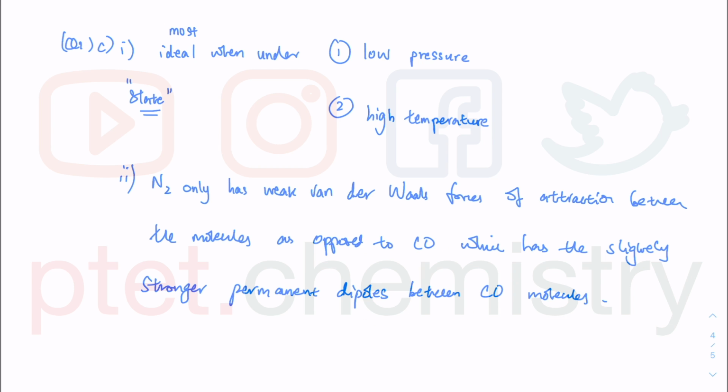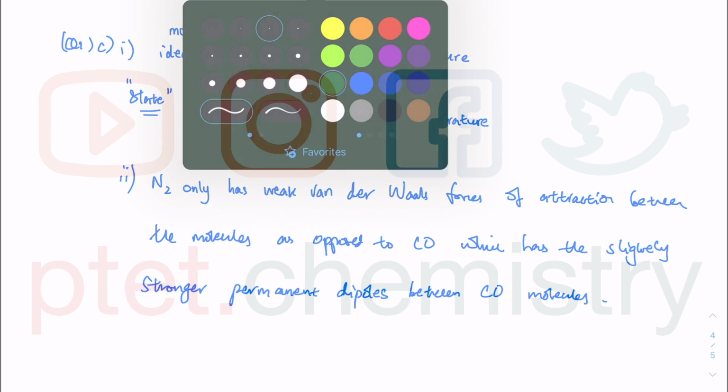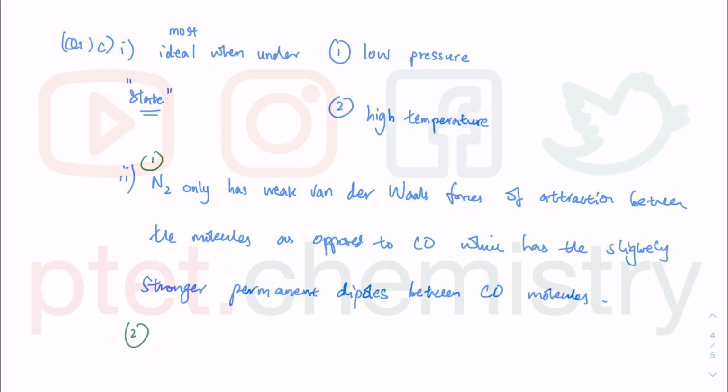I don't think they will give me my 2 marks. I need to be careful about the 2 marks. Why are they giving us 2 marks? I have compared them. I've talked about this being stronger. The permanent dipole is stronger than van der Waals. What else can I say?